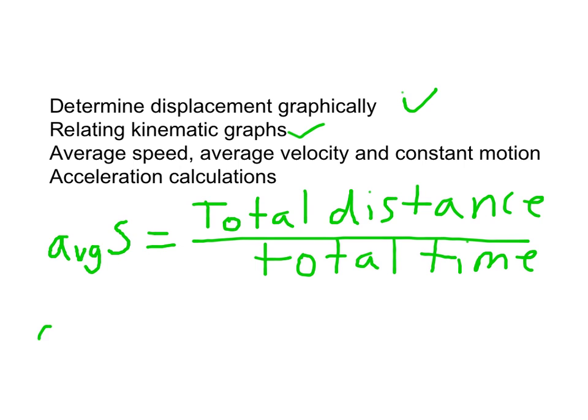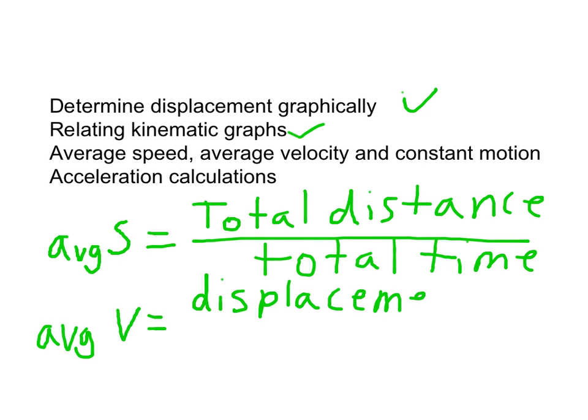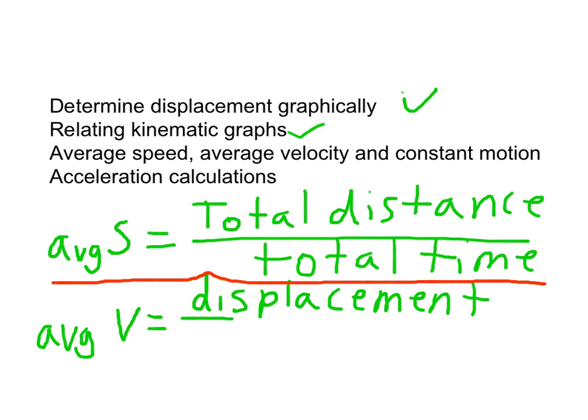Average velocity is displacement over time. And for the few people who memorized that definition, I'm going to separate these real fast. It's displacement over elapsed time. But if you just remember, find the displacement, divide by the time it took.